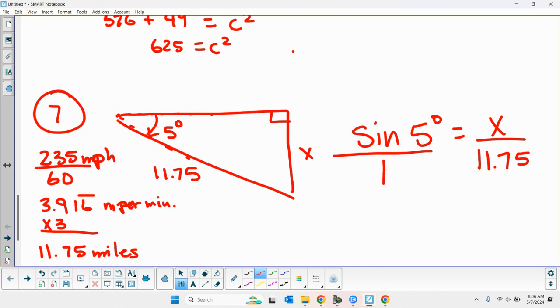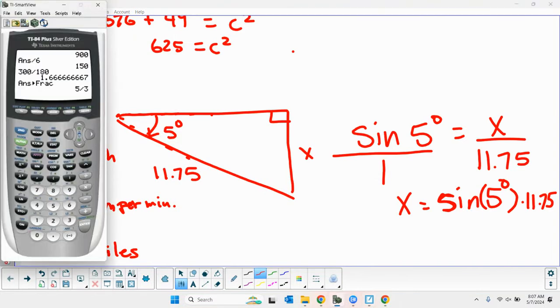That's how we're going to figure this out. Remember, put it over 1, and then cross multiply. X times 1 is x, and sine of 5 degrees, and when you hit the sine, remember you get that parenthesis, times 11.75. Make sure you're in degree mode, right? So hit your mode button. I'm in degree mode, so I'm good to go. I'm going to go sine of 5 degrees, so hit my sine button, 5, close it up. I don't have to put times, but you can, 11.75. So basically a mile. It dropped about a mile, which is letter D.